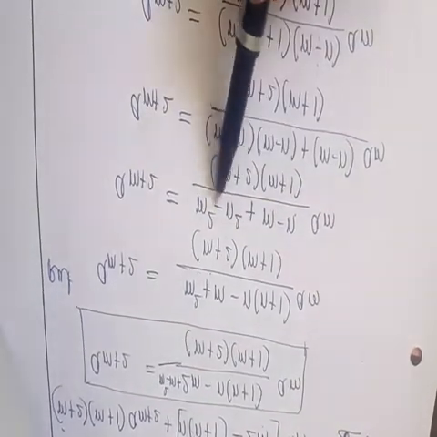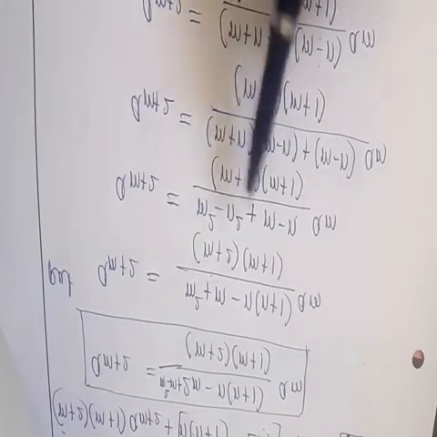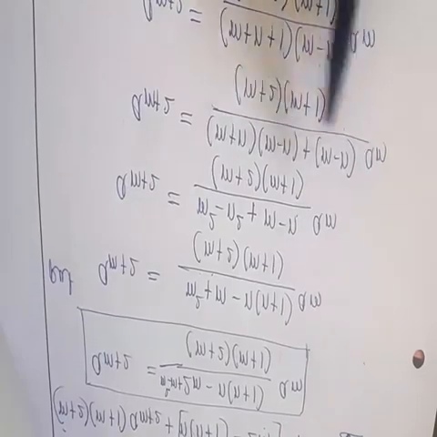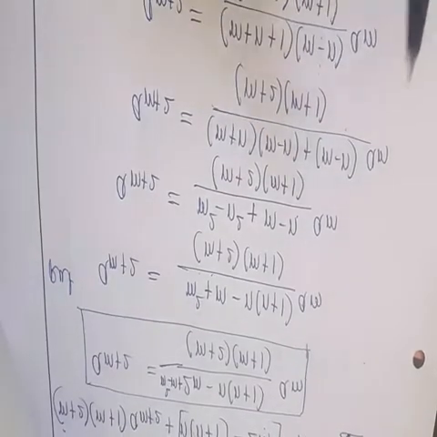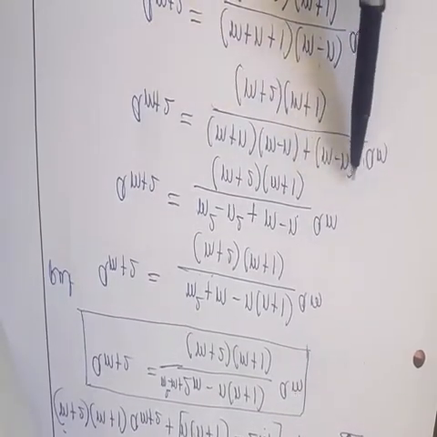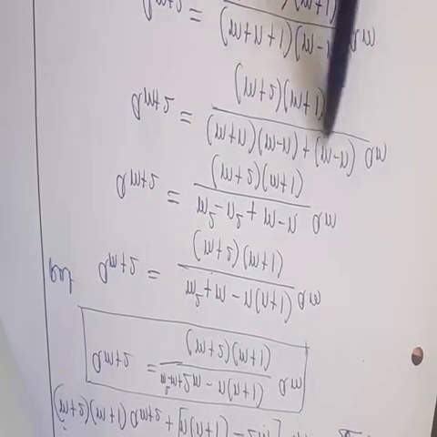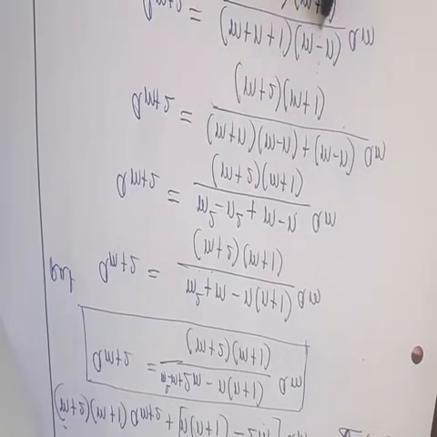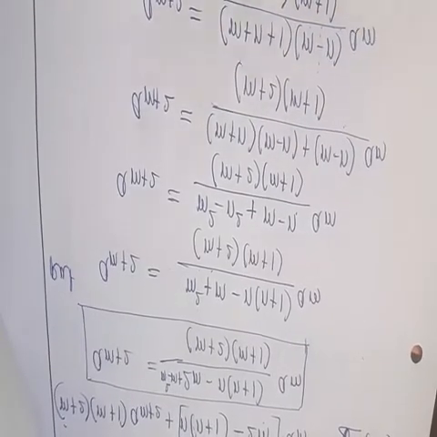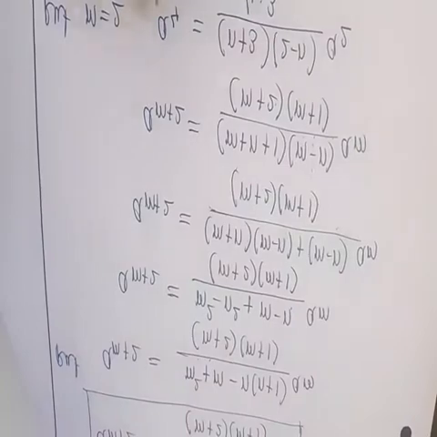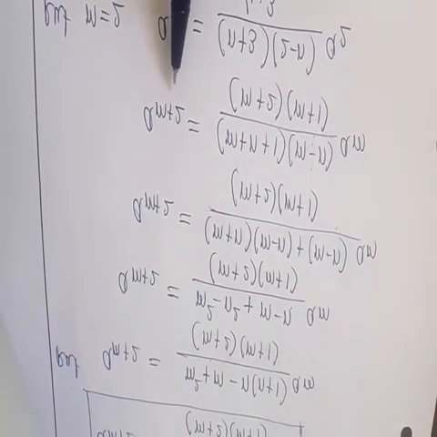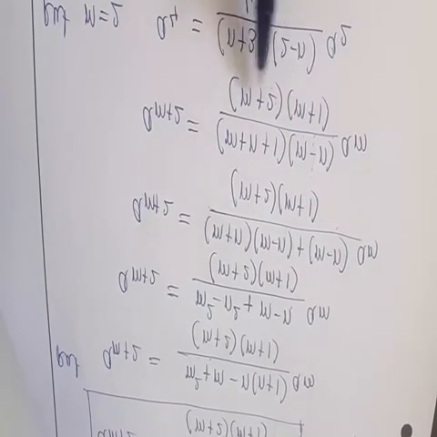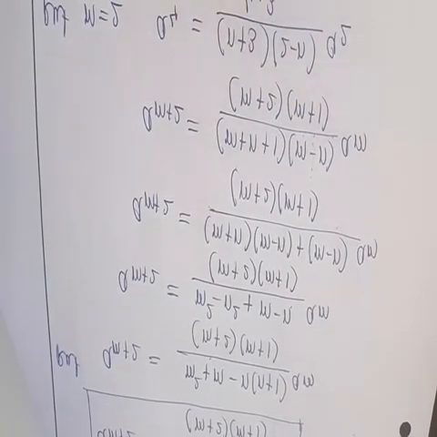Now m square minus n square is like a square minus b square. So what are the factors? (m+n)(m-n). Here m minus n is a common term in the numerator, so we take it outside. Remaining is m plus n plus 1. So a_{m+2} is (m-n)(m+n+1) divided by (m+2)(m+1) a_m.